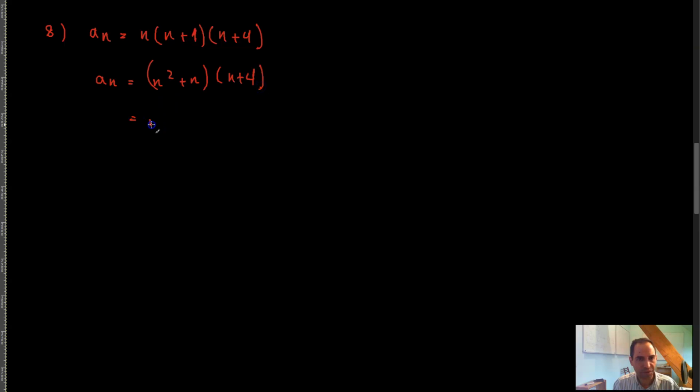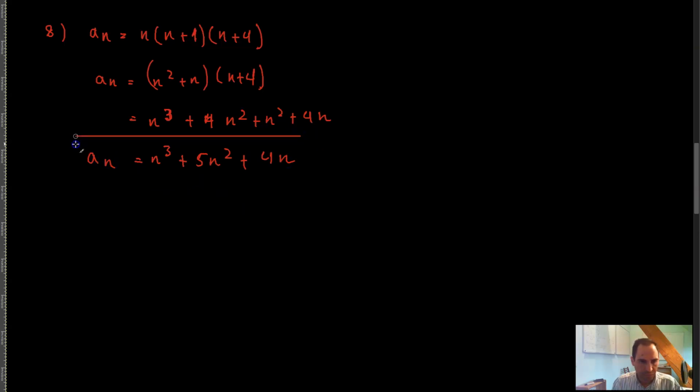And that is the same thing as n cubed plus 4 times n squared plus n squared plus 4 times n, which is the same thing as n cubed plus 5 times n squared plus 4 times n. And then that would be your a of n.